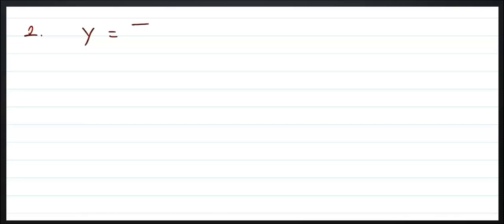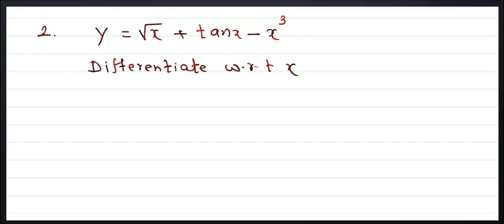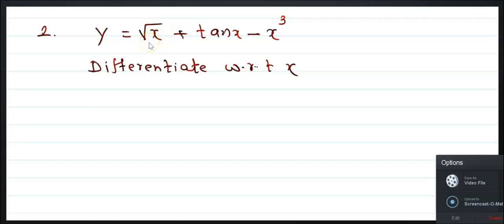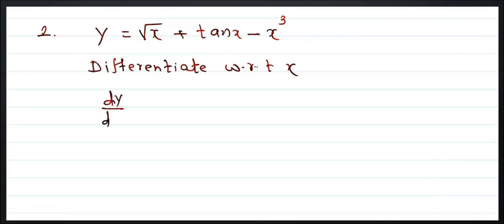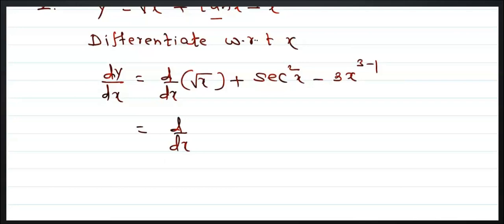Now next, y is equals to root x plus tan x minus x raised to 3. Now differentiate with respect to x. Always remember that the derivative of root of x is 1 upon 2 root x, and the derivative of tan of x is sec square x, and the derivative of x cube is 3x square. Now how the derivative of root x is 1 upon 2 root x? Now see this here, dy by dx is equals to d by dx of root x. Derivative of tan of x I had written directly, and derivative of x cube is 3x square minus 1.